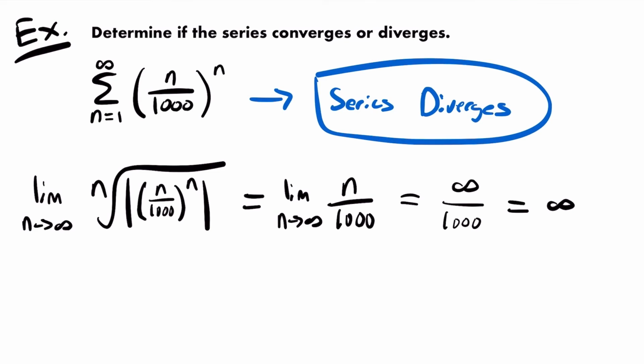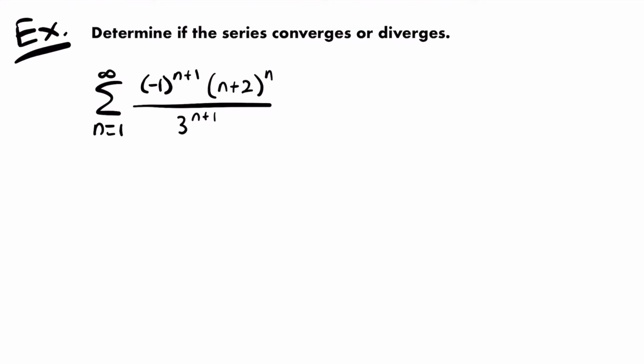Okay, let's look at another example. All right, next up we want to determine if the series converges or diverges. For this series, we have the sum from n equals 1 to infinity of negative 1 to the power of n plus 1 times (n plus 2) to the power of n divided by 3 to the power of n plus 1.